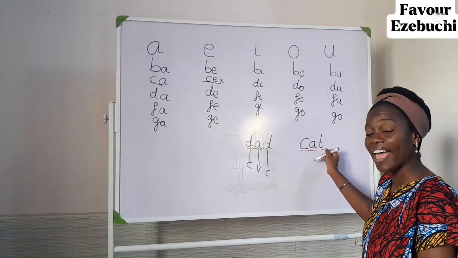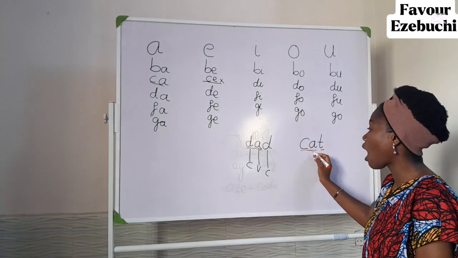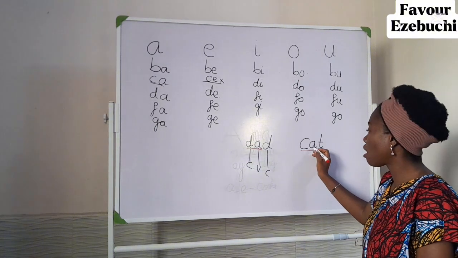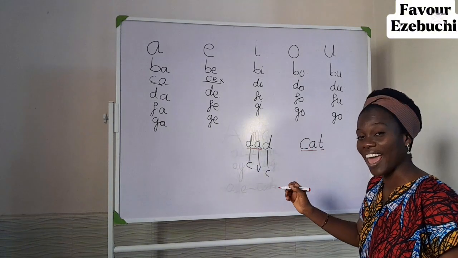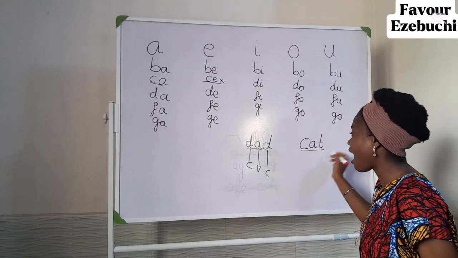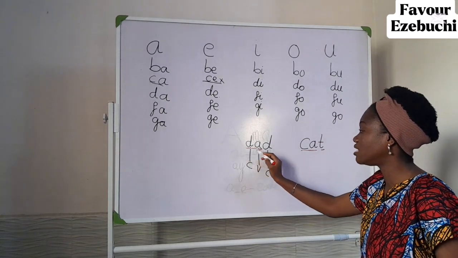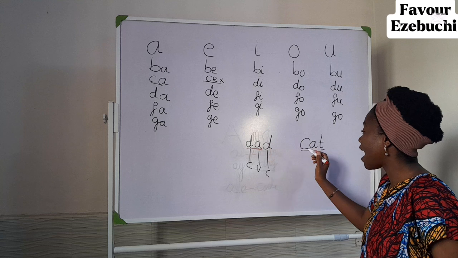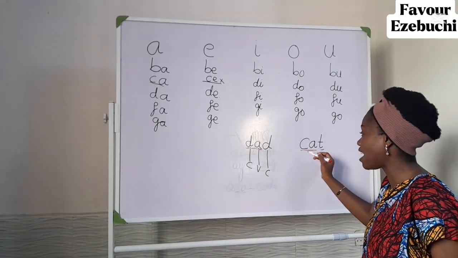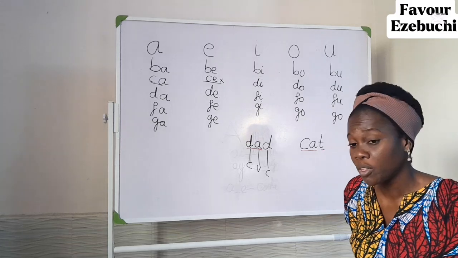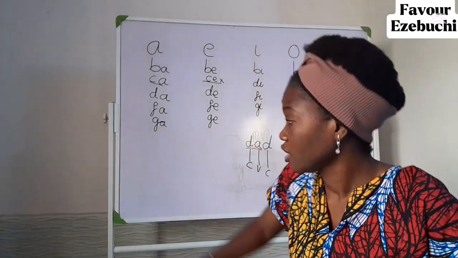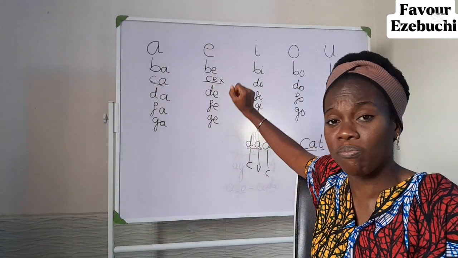Now let's blend it slowly. Cat. Again. Cat. Now let's go faster. Cat. Again, cat. So we have this one as what? Dad. Again, dad. And this one, cat. Again, cat. So that's how you teach a child to read. You teach a child to read using the act of blends.